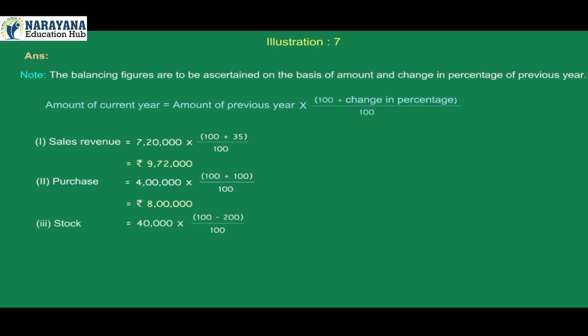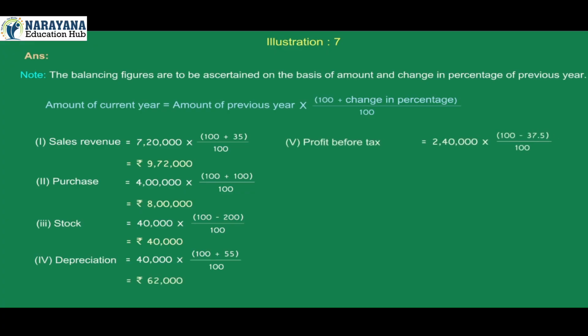3. Stock is equal to 40,000 into 100 minus 200 divided by 100 is equal to rupees 40,000. 4. Depreciation is equal to 40,000 into 100 plus 55 divided by 100 is equal to rupees 62,000. 5. Profit before tax is equal to 2,40,000 into 100 plus 37.5 divided by 100 is equal to rupees 1,50,000.